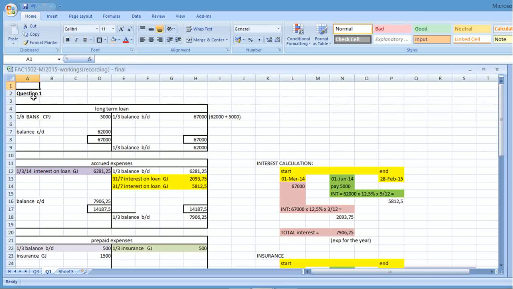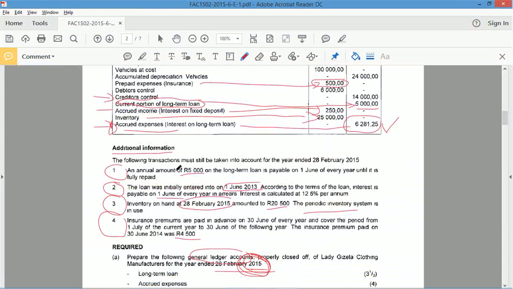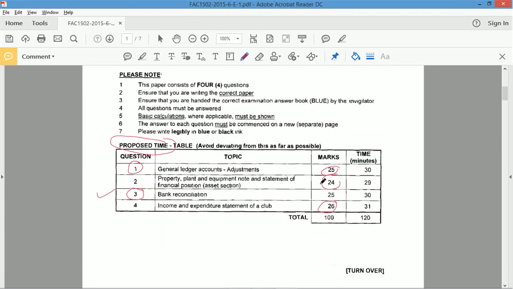Great, now we've completed question number 1. Let's go back to the question paper. We're now going to be looking at the proposed timetable again, and we're going to be choosing another question. I'm going to be looking at the property, plant and equipment question for 24 marks at 29 minutes. You're looking at the note to PPE, and you're looking at the disclosure for the statement of financial position. So let's have a look at question 2.